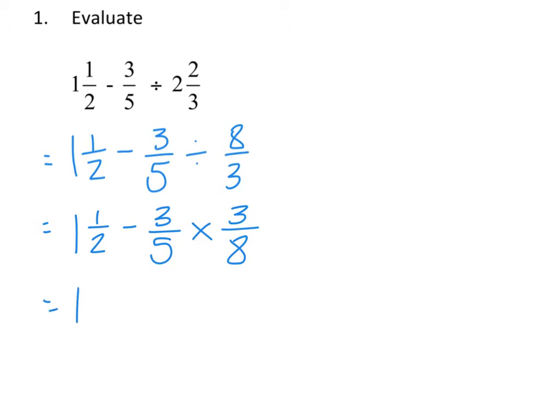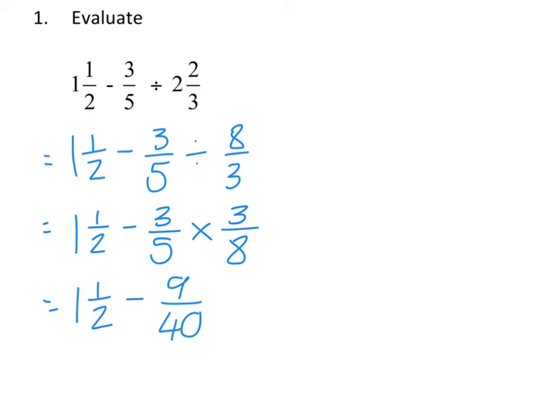So we're now going to do our multiplication before we do our subtraction. So we have top times top and then bottom times bottom. So 3 times 3 gives us 9 on the top, and 5 times 8 gives us 40 on the bottom. So now we have 1.5 take away 9/40.